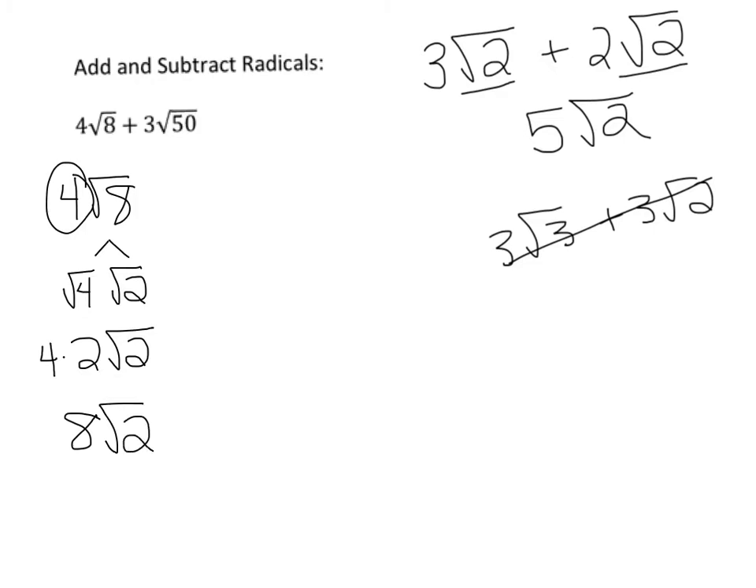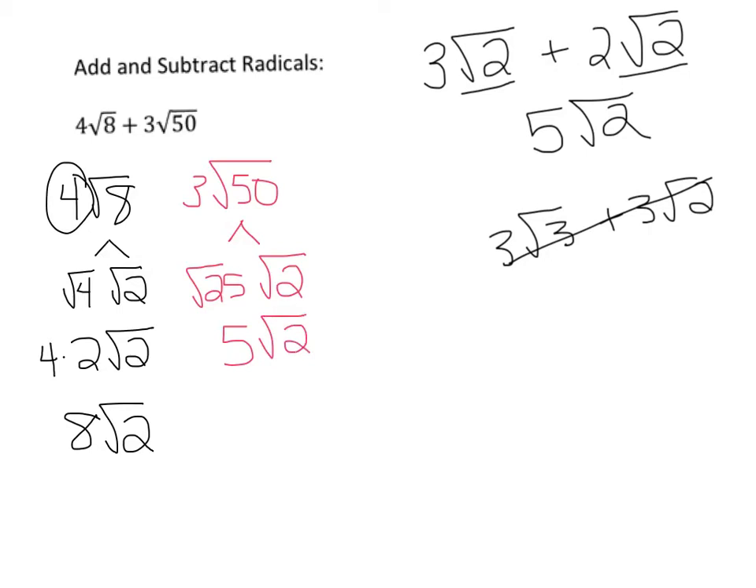Now, let's see if we can simplify 3 square roots of 50. Looking at my perfect squares chart, I know that the perfect square of 25 can go into 50 times the square root of 2. 2 times 25 is 50, and 25 is a perfect square. The square root of 25 is 5, and I'm left with that square root of 2. Don't forget to bring that 3 down again. So this can simplify into 3 times 5, which is 15 square root of 2.